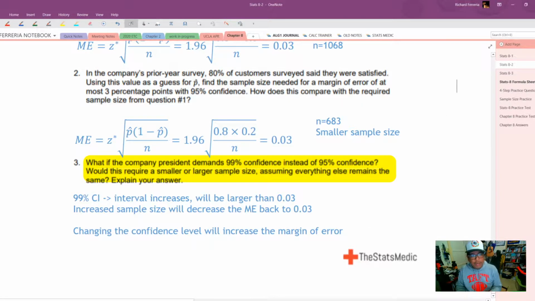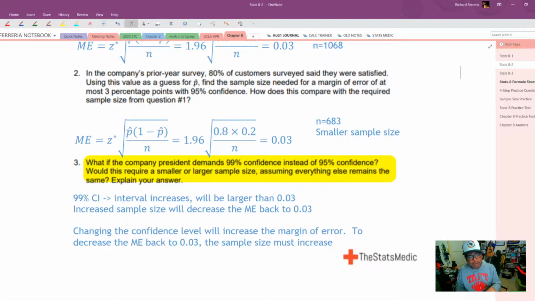So changing the confidence level will increase the margin of error. To decrease that margin of error back down to 0.03, we're going to have to increase the sample size.